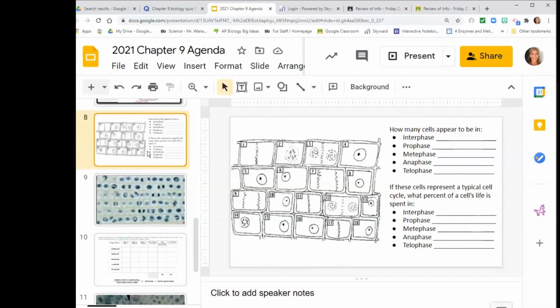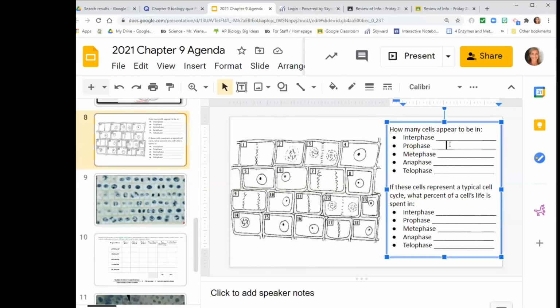So let's look at this drawing, okay? Take a minute and see if you can count up. There's 18 total cells. How many cells are in interphase? Take a minute to fill in your own answers here. How many of the 18 are in interphase? In interphase, I'll write my key. In interphase, I can see a nucleus, a nucleolus, no individual chromosomes.